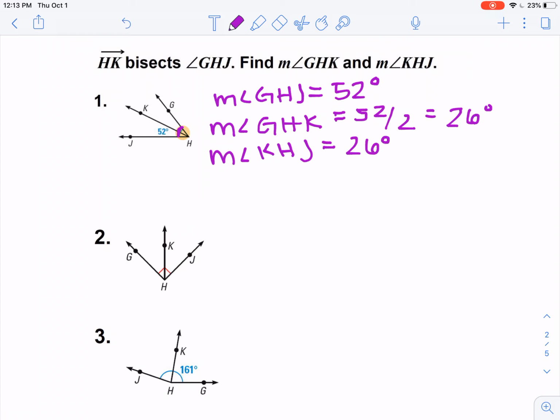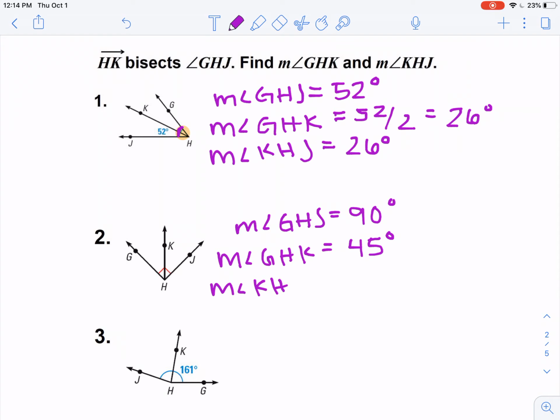Alright, this one doesn't give us a number, but it does give us that little corner. And the little corner tells us that the measure of angle GHJ is 90 degrees. So what does that mean about the other ones? Well, the measure of angle GHK, one of the halves, is going to be 45 degrees because that's half of 90. The measure of angle KHJ would be the same, 45 degrees. I went a little faster that time. How did I go from 90 to 45? 90 over 2, because we were cutting that guy in half, because HK is a bisector.